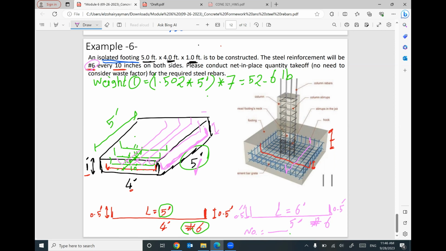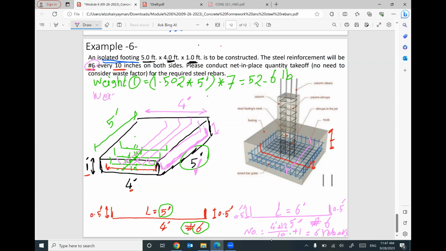This rebar will be repeated along this side, which is 4 feet. So 4 feet times 12 to convert to inches, divided by 10 inches, plus 1. Because the first term gives you the number of spacings, I need to add 1 to get the number of rebars. So 4 times 12 divided by 10 plus 1 is approximately 6 rebars.